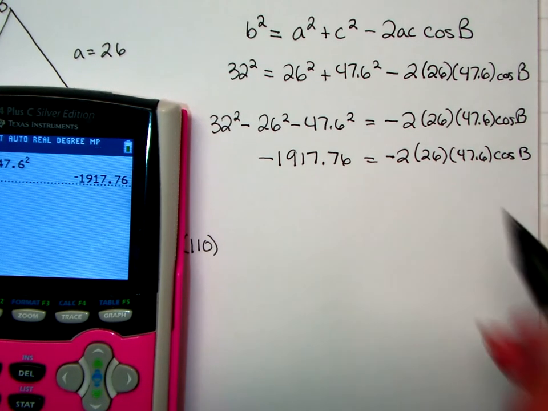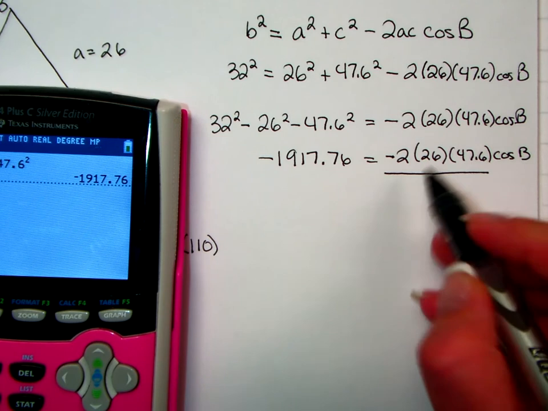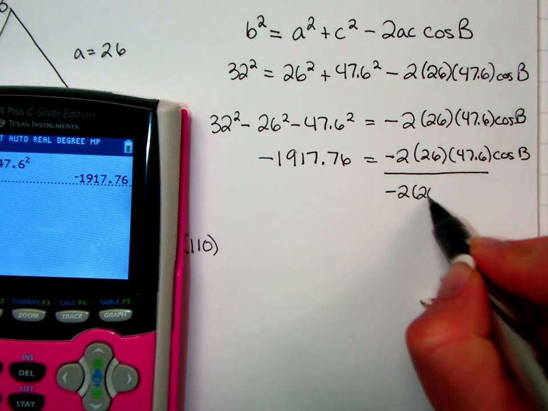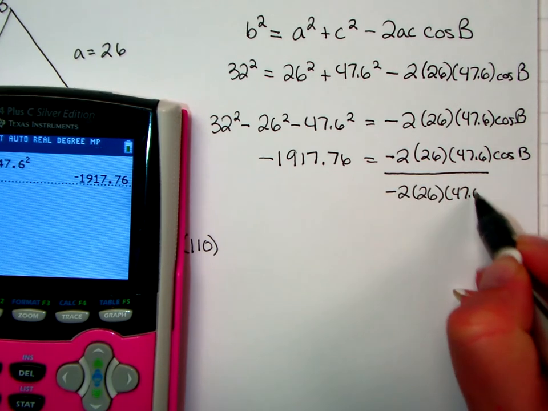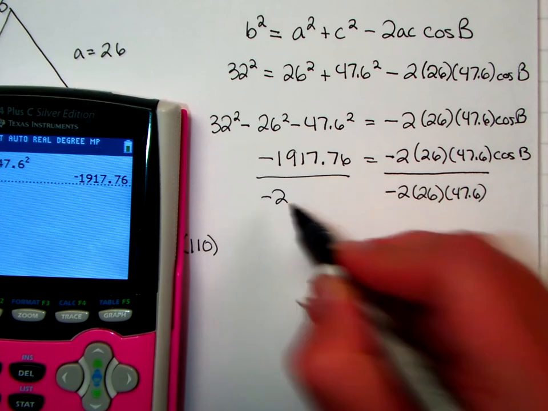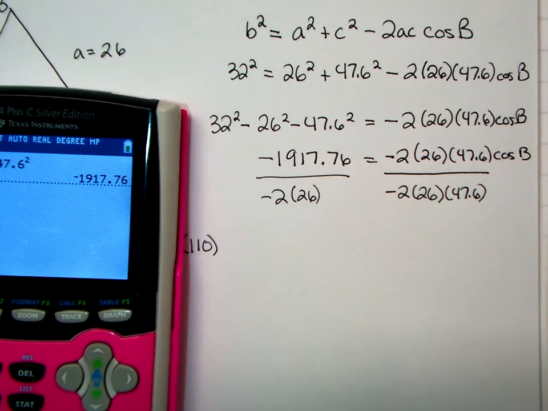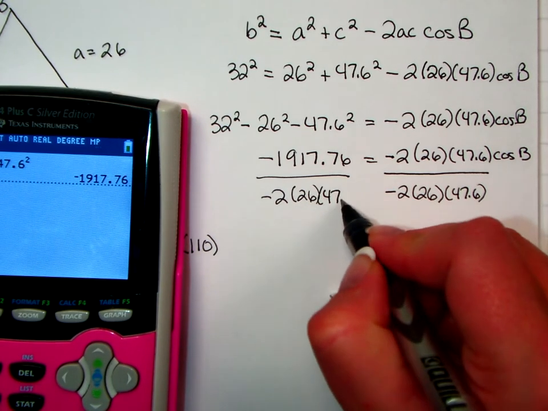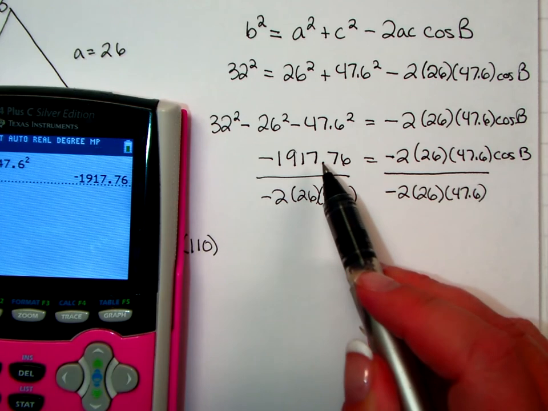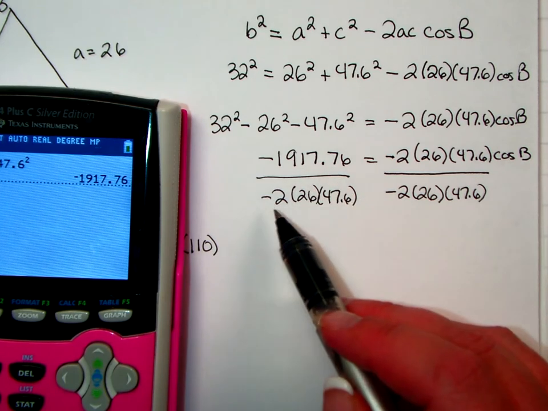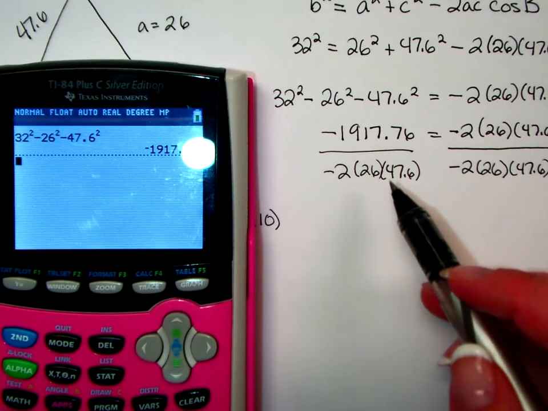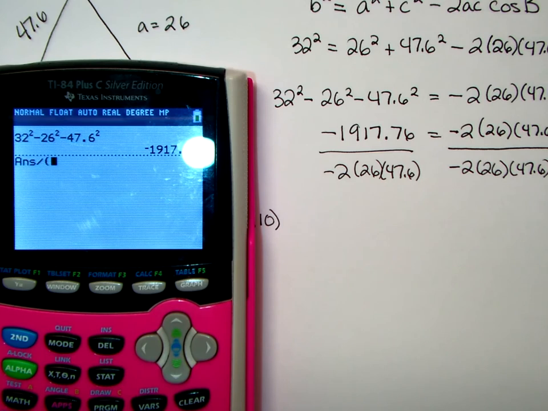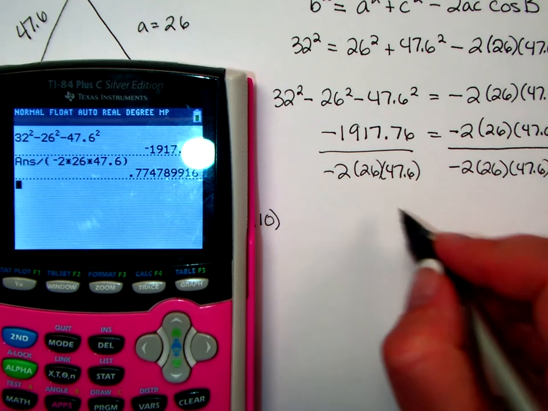All right, so now to solve for cosine B, I'm going to divide by all three of these terms here. By the -2, the 26, and the 47.6. So when I do the division, make sure you're putting all of these in parentheses. So divide, parentheses, -2 times 26 times 47.6 is 0.774.